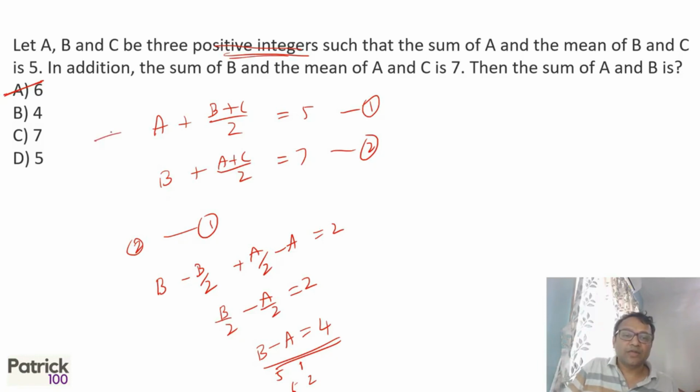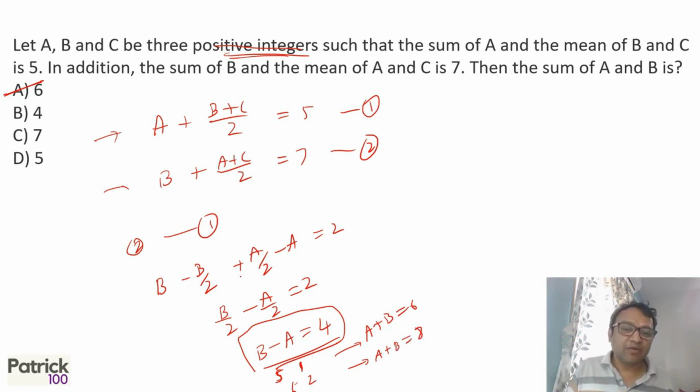I repeat, we have two equations. Since we want only B and A, eliminate C by subtracting. C gets eliminated and we get B minus A equal to 4. The moment you get B minus A equal to 4 and both are positive integers, just substitute values because the options are small. The smallest value for A is 1, B is 5. In this case, A plus B becomes 6. Next smallest value for A is 2, B is 6. The sum becomes 8. 6 is the only option which is available, which is possible. So that is the answer.